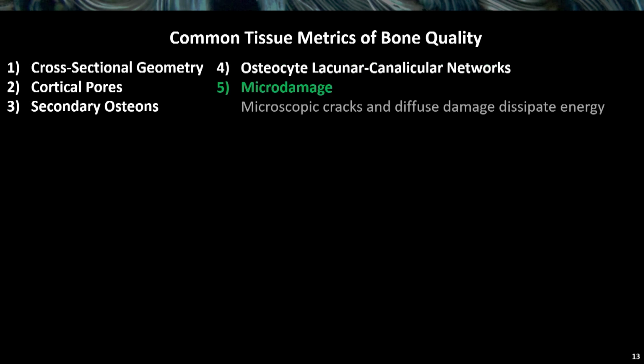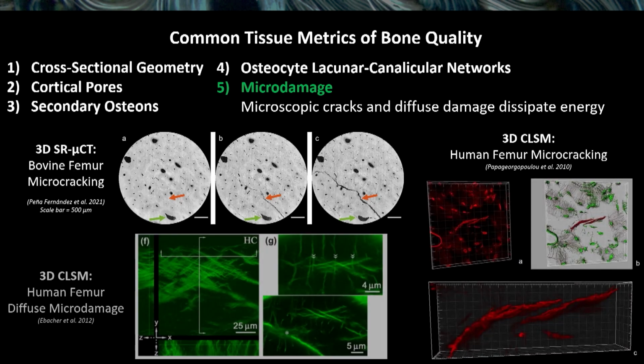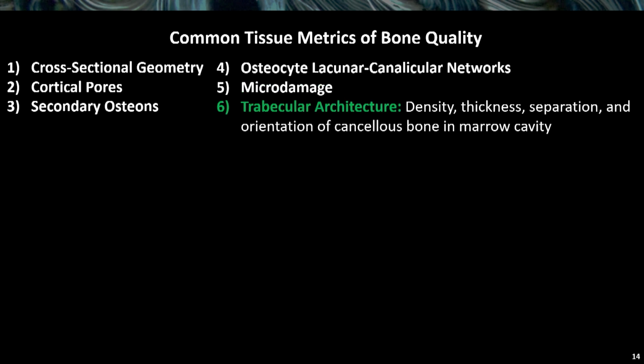And finally, microdamage, microscopic cracks, which allow us to diffuse damage and then repair it without fully fracturing the bone. This is something that humans are particularly good at. And you can see this with a variety of different 3D imaging methods.